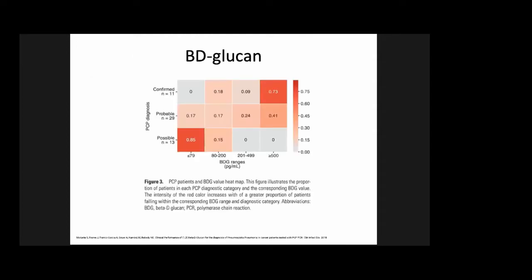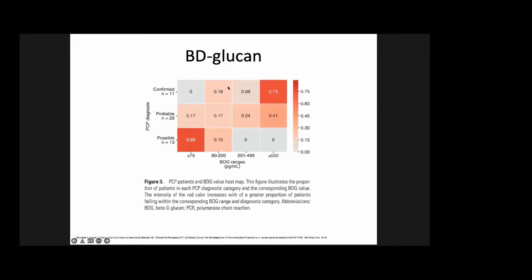This is just a study to show you how variable this test can be. This is a cohort of cancer patients. So let's go to the first line of confirmed cases. If you see here, approximately 73% of the cases with PJP in patients with cancer will have a beta-glucan more than 500. However, you may miss close to 30% of the cases. So you need to be careful and you need to do a clinical correlation.